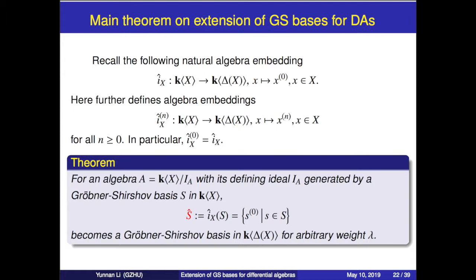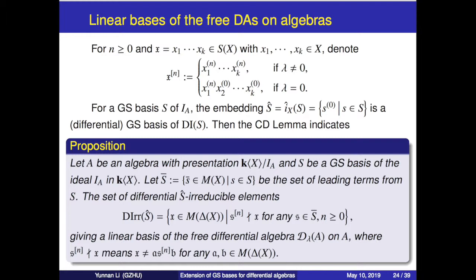Then the C-dilemma indicates there is an explicit linear basis: the set of differential S hat irreducible elements, described as the monomials indivisible by this S_n square bracket. And this S is just the leading term of polynomials in the Grobner-Shirshov basis S. Oh, sorry, this is wrong. It's indivisible. Also here it's indivisible, because it's non-equal.